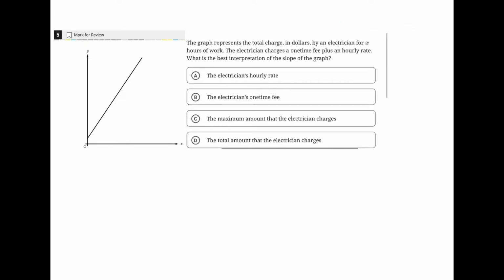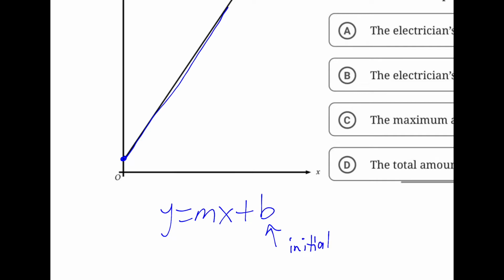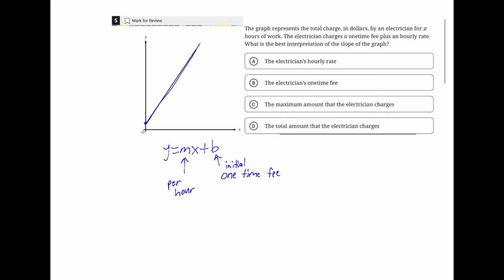Number 5 gives you a graph representing the total charge for an electrician given X hours of work. Notice that there is a y-intercept, or a starting value. So that means that just for coming out to the job site, the electrician has a charge, and then the slope will tell you the hourly rate. So if you think about y equals mx plus b, this is the initial or starting value. It's also known as a one-time fee, kind of like just the charge for showing up. And the m is the per hour, or per some sort of independent variable. So here we're talking about hourly rate, which is A.